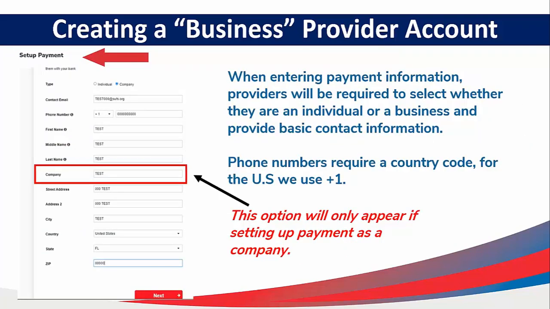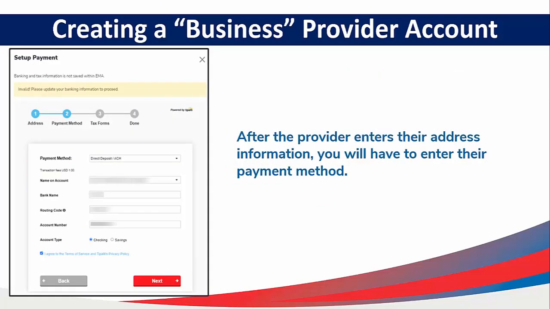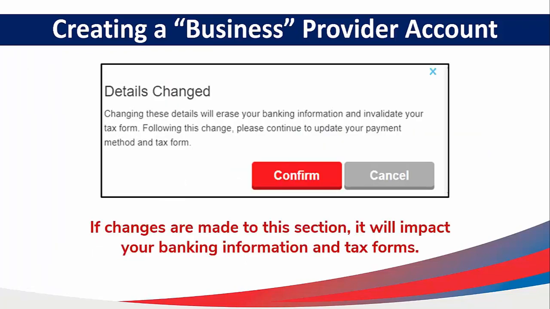When entering payment information, providers must select whether they are an individual or a business and provide basic contact information. Please ensure that the information you enter here matches the details the IRS has on file for your business. Additionally, steps 1-3 must also match this information to ensure that the banking is valid, and we will discuss that momentarily. After the provider enters their address information, you will have to enter their payment method. If changes are made to this section, it will impact your banking information and tax forms.